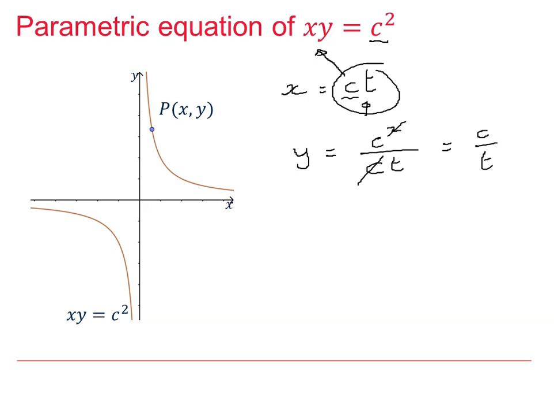So the parametric equations are x is equal to ct, y is equal to c over t. And if you combine those, x times y is equal to c squared. So that gives us the Cartesian equation, xy is equal to c squared. So the point xy up here could be written in its parametric form, ct, c over t. So a general point on the curve can be written in that way, as well as just being xy.